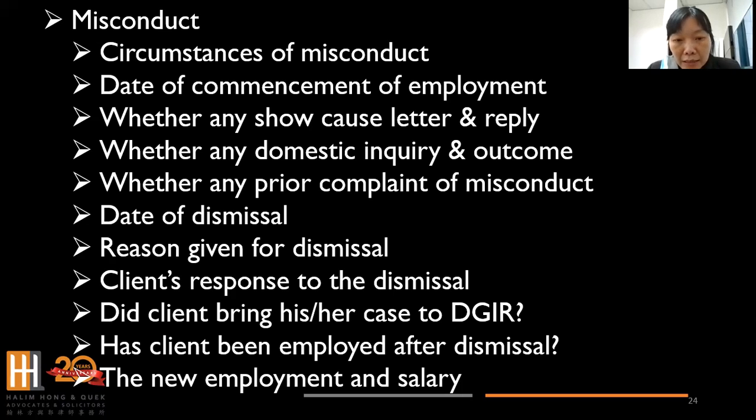Has the client been employed after dismissal? All this you get to know. You have to get information on whether after his dismissal he managed to get a new occupation, what the new occupation is, and the salary. These are all important because they are needed to decide on the back wages if he brings the case to the industrial court later. Next slide.